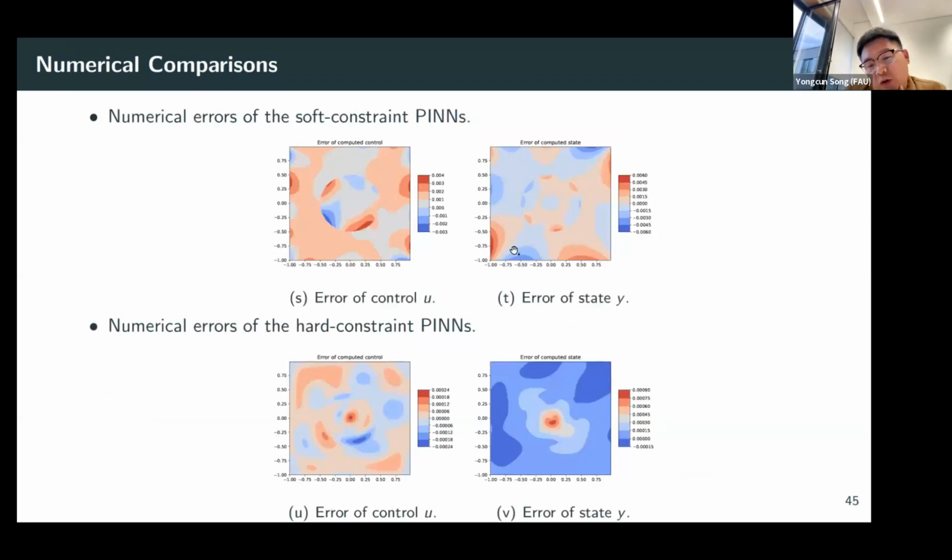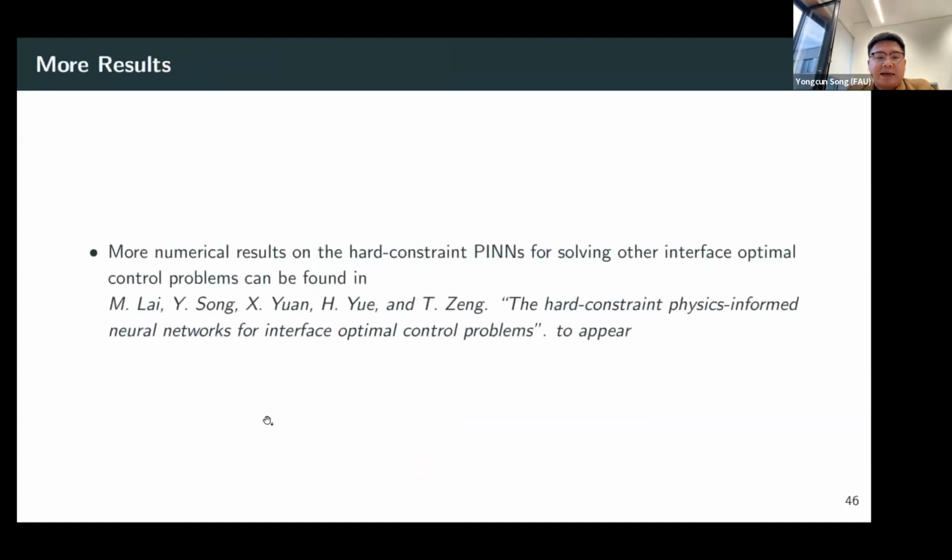And for the numerical errors, we can see that for the soft constrained PINNs, the numerical errors accumulate at the boundary and the interface. But for the hard constrained PINNs, because we impose these two conditions as hard constraints, this phenomenon disappears. And again, to illustrate our main ideas clearly, we only focus on an elliptic interface problem. More numerical results on the hard constrained PINNs for other interface optimal control problems can be found in this paper.